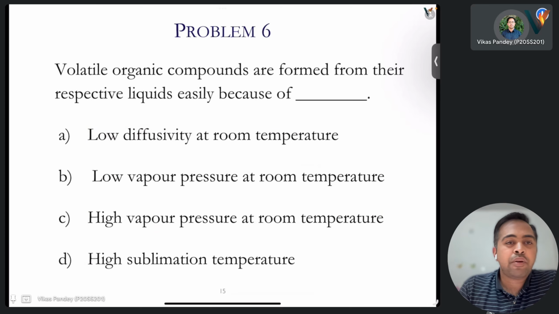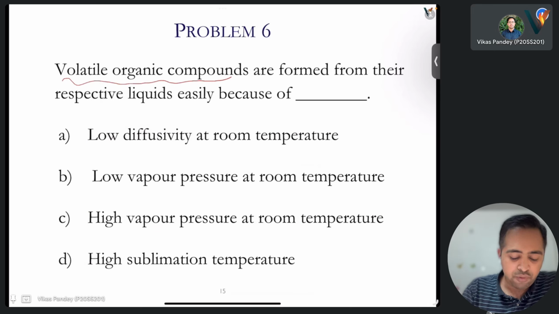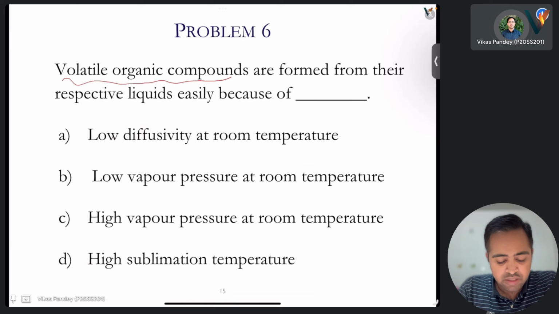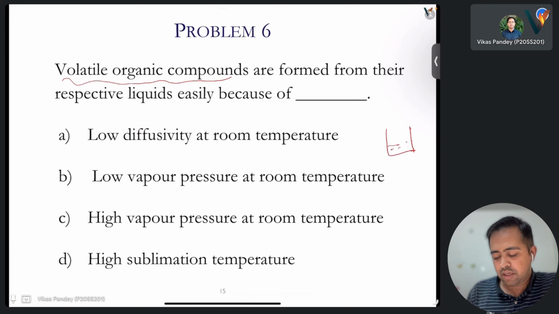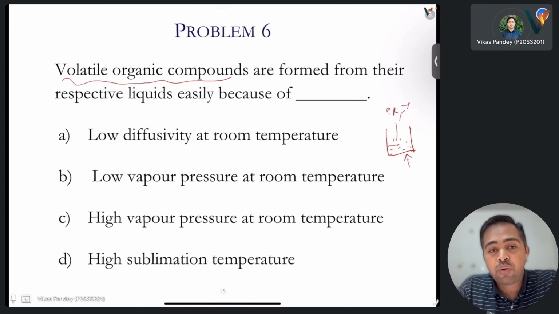Volatile organic compound. Remember it from the first week also. We talked about volatile organic compounds are formed from their respective liquids easily. So we discussed that time also that these are such compounds which are in liquid phase, but at room temperature itself they can easily convert to gas phase and they can evaporate. Okay, liquid easily because of low diffusibility at room temperature, low vapor pressure at room temperature, high vapor pressure at room temperature, or high sublimation temperature.